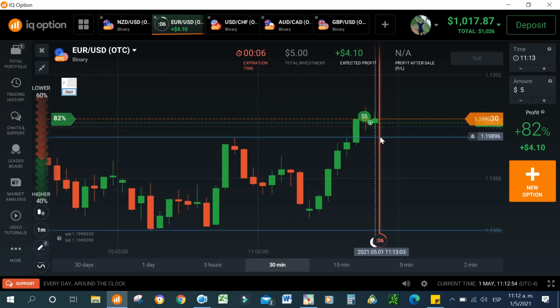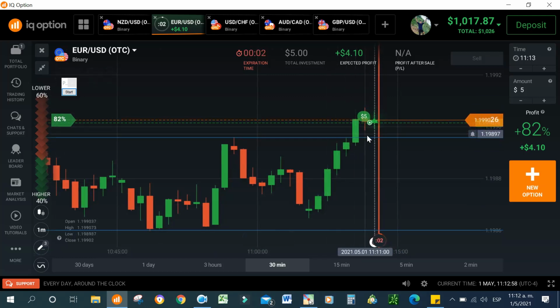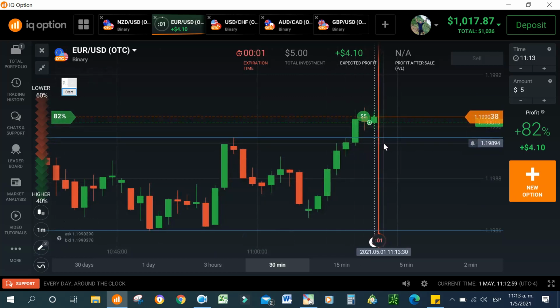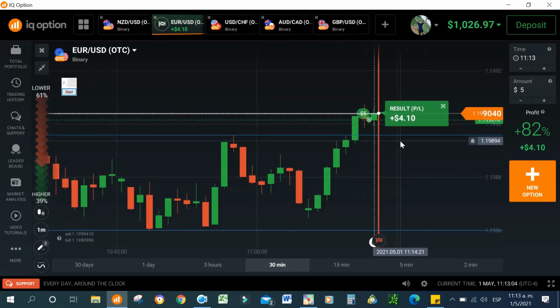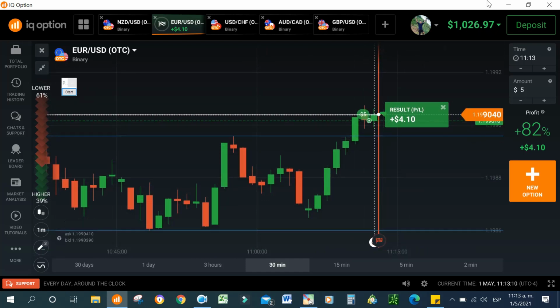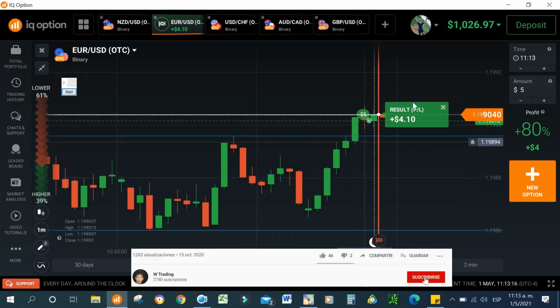Remember, after a breakout like this one, there's always a pullback. Sometimes the pullback is very fast. It goes up and then touches the blue line and then keeps going higher and higher. And that's what I wait for. I wait for the pullback to go higher. Simple as that. So guys, we won this trade.